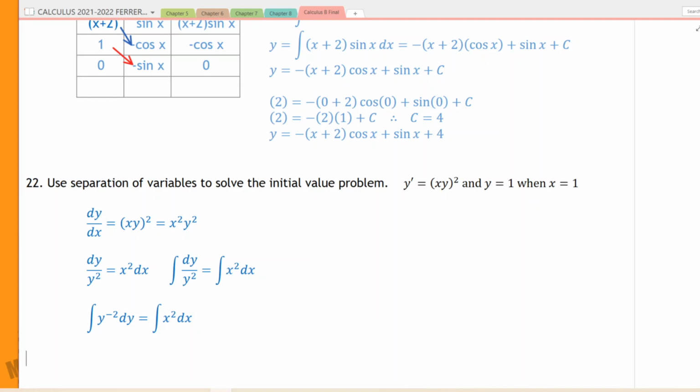Let's go ahead and take antiderivatives of the left and the right. Negative 2 plus 1 is negative 1, so I'm going to get y to the negative 1 over negative 1 on the left. And on the right side, 2 plus 1 is 3, so I'm going to get x cubed over 3, and I'll put the plus constant on the right. All right, that looks pretty good. Let's multiply negative 1 to both sides.